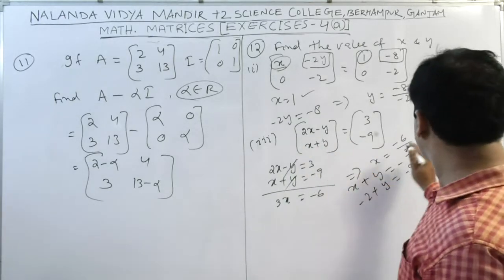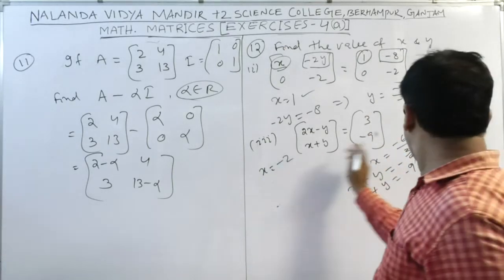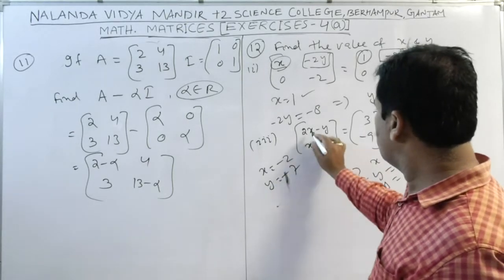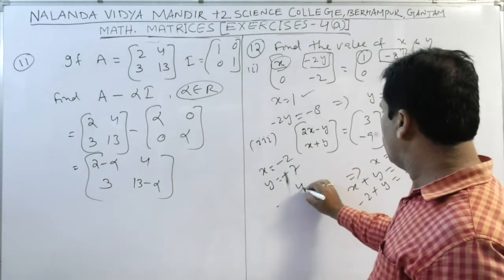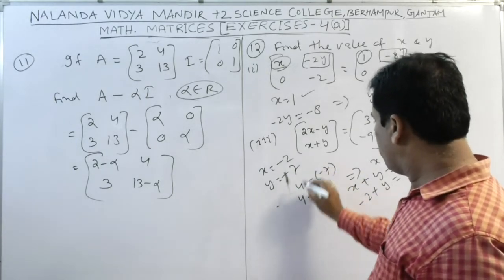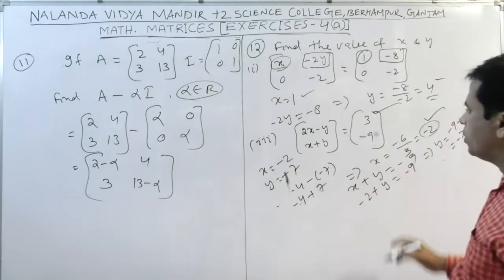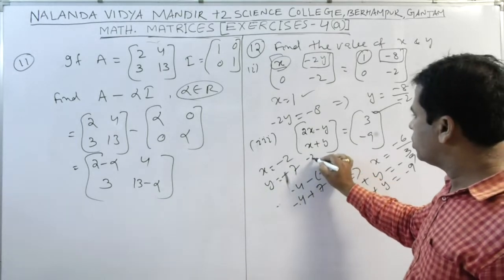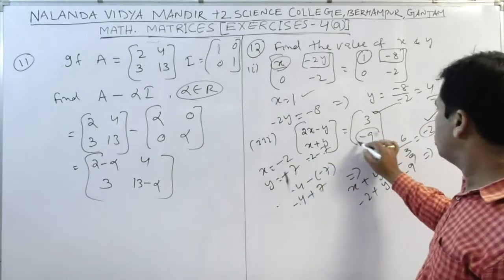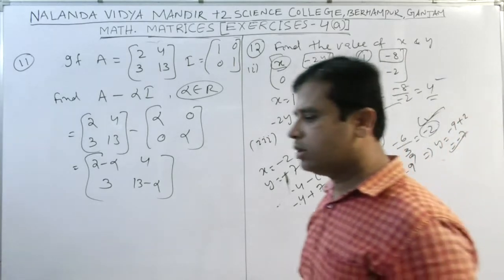Therefore, we get x is equal to minus 2 and y is equal to minus 7. Therefore, put x into 2x: 2 into minus 2 is minus 4, minus of minus 7, that is minus 4 plus 7, which is equal to 3. If we here put x is equal to minus 2 and y is equal to minus 7, therefore minus 2 minus 7 is equal to minus 9. Therefore, x is equal to minus 2 and y is equal to minus 7. Okay?